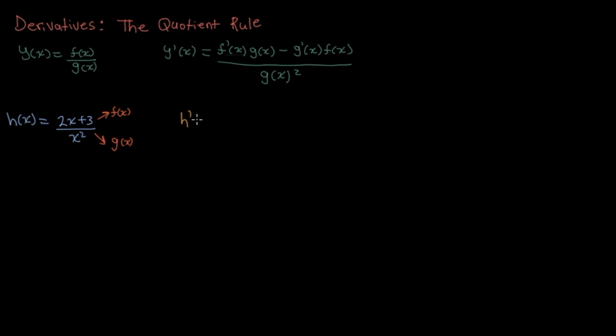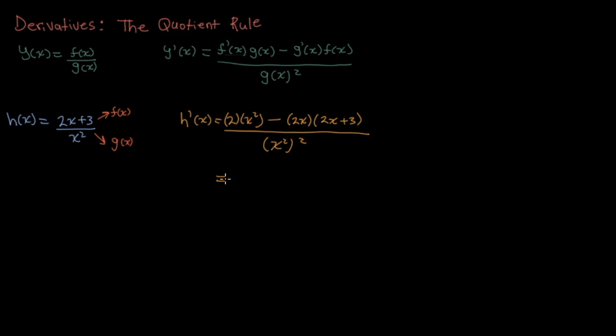So h prime at x is equal to f prime at x, which is the derivative of the numerator, and that will just be 2, times the denominator g at x, which is x squared, minus the derivative of the denominator, which is 2x, times the numerator, which is 2x plus 3, and then we divide that by the denominator squared, x squared squared.